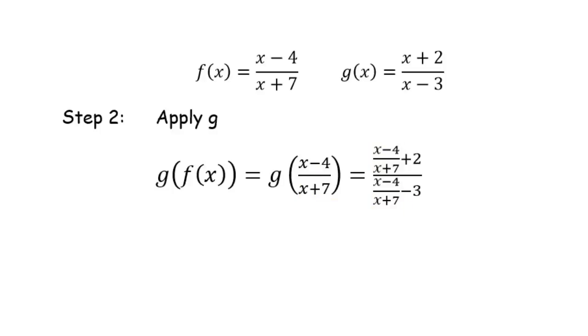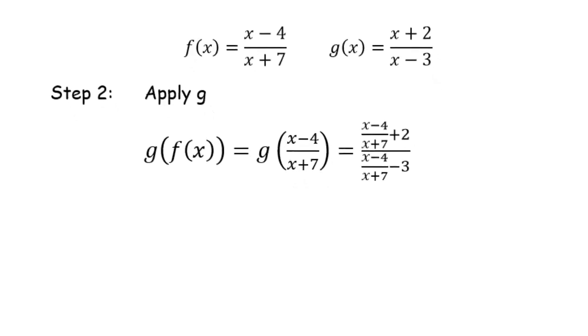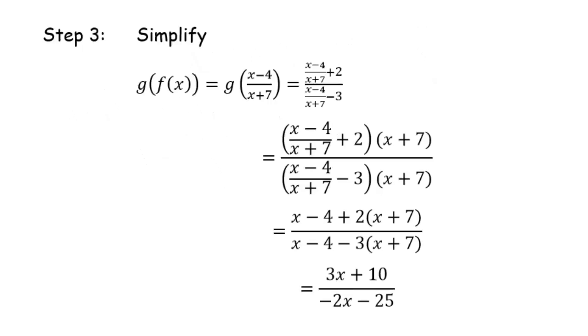This time, in order to simplify, we're going to multiply top and bottom by x plus 7. And that is step 3. Multiply top and bottom by x plus 7. Combine like terms. And we're done.